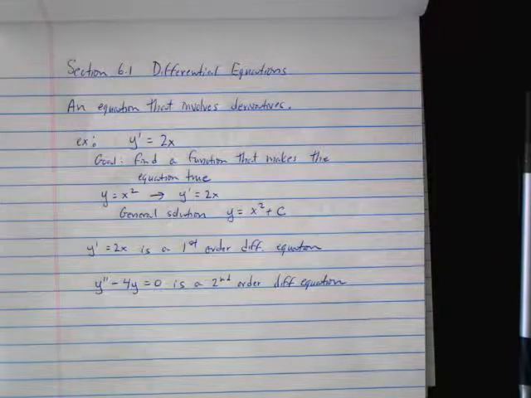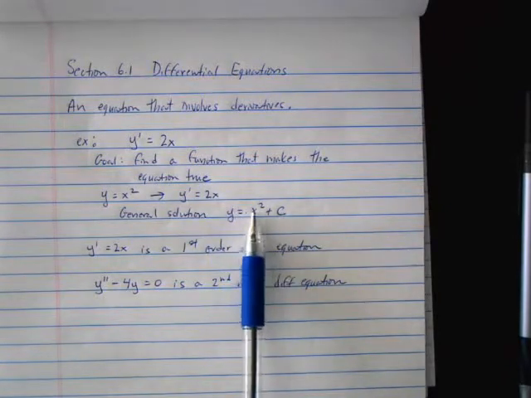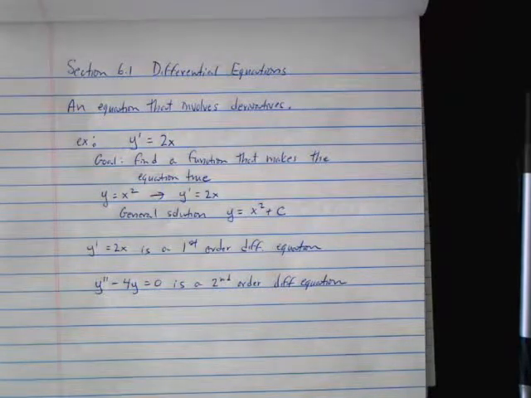When we had a first order differential equation, we basically came up with one solution, y equals x squared plus c. What do you think is going to happen for a second order differential equation? How many solutions do you think there'll be? 2. And if I gave you a third order differential equation? 3, so on and so forth.